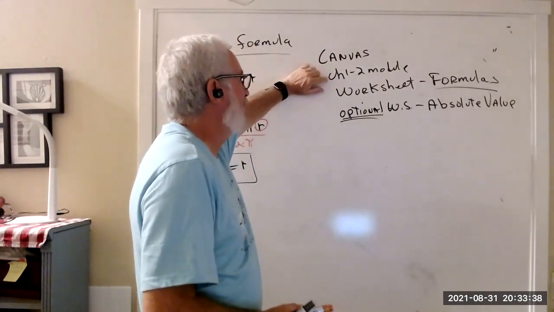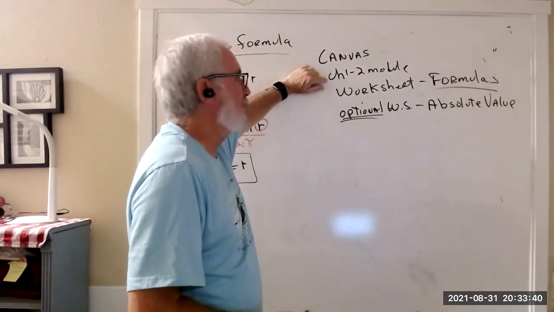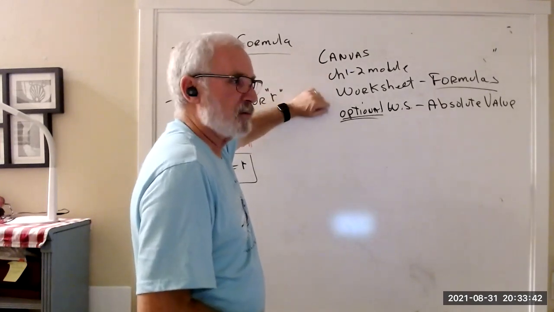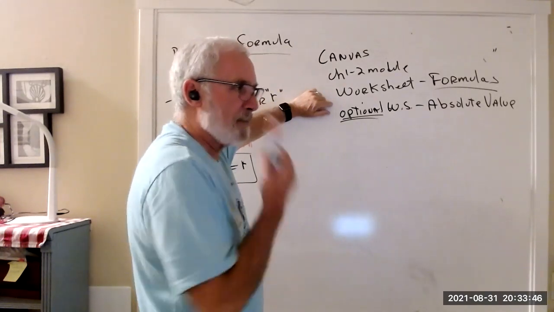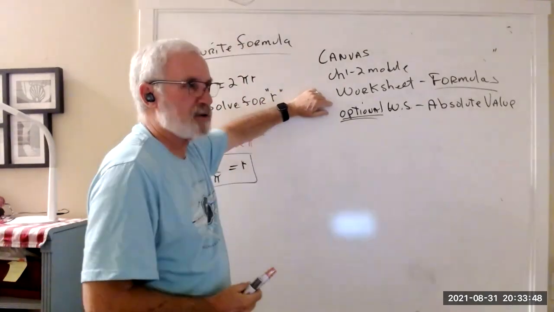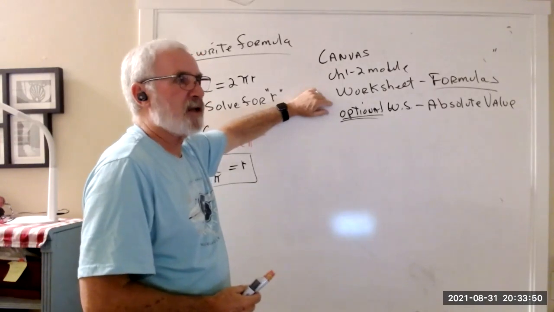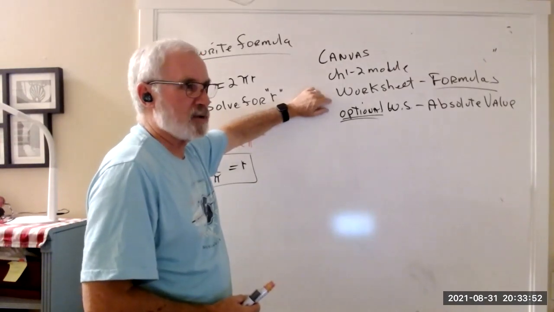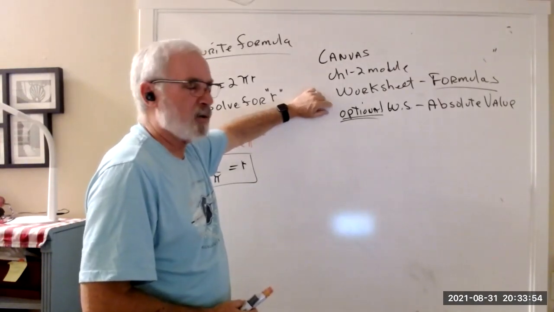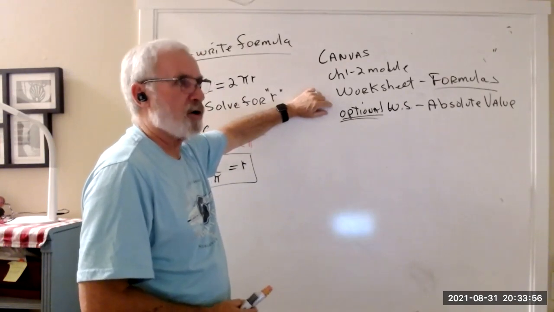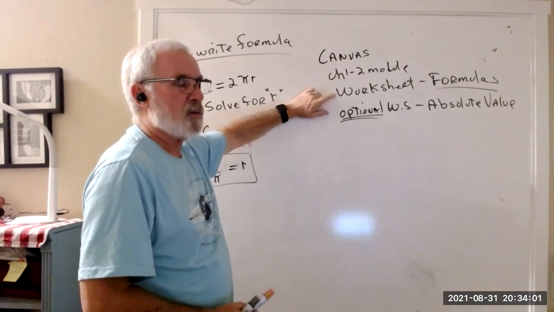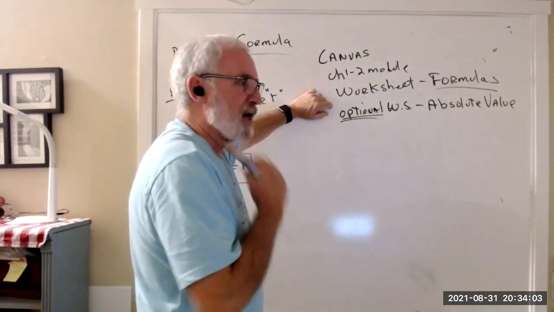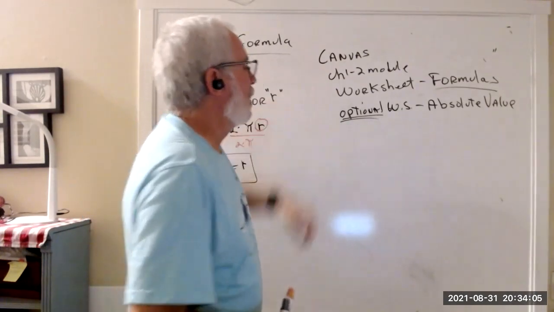On Canvas, in the Chapter 1-2 module, there's two things there. A formula worksheet. Please try to download it before tomorrow, because that's what we're going to start class with tomorrow night. A lot less review, a lot more algebra tomorrow. Tomorrow we are also going to go into Chapter 4 for sure. Remember I said earlier, Chapter 4 is now open for homework.